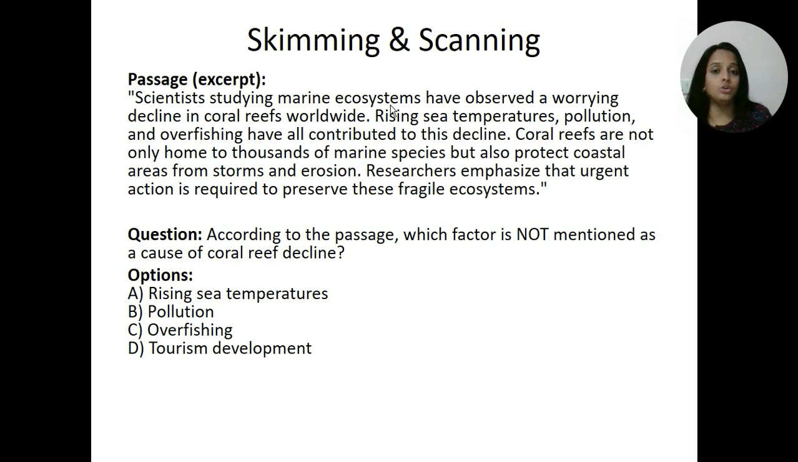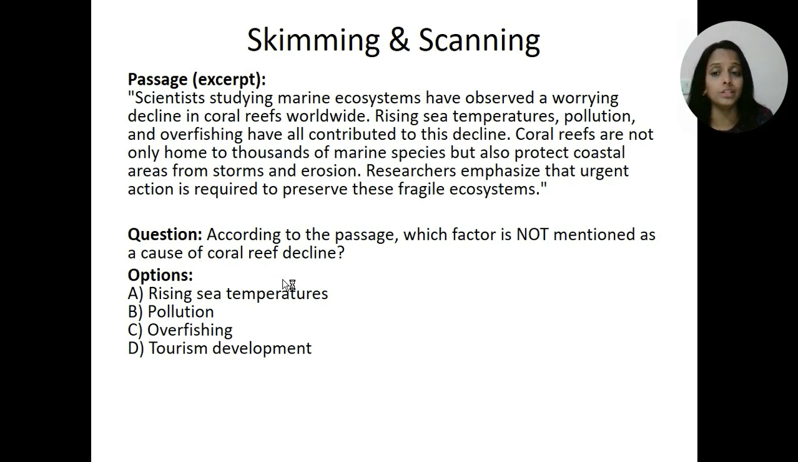Scientists studying marine ecosystem have observed a worrying decline in coral reefs worldwide. Rising sea temperatures, pollution, and overfishing have all contributed to this decline. Coral reefs are not only home to thousands of marine species but also protect coastal areas from storms and erosion. Researchers emphasize that urgent action is required to preserve these fragile ecosystems. And here's the question, according to the passage, which factor is not mentioned as a cause of coral reef decline?